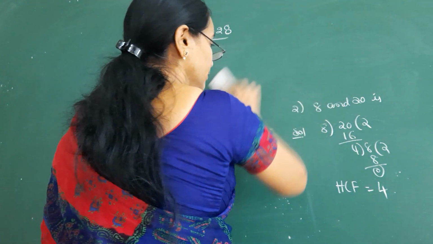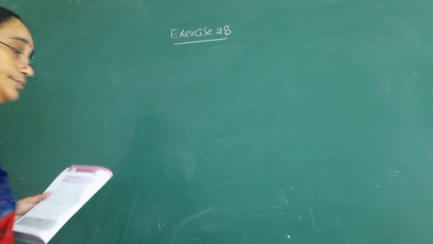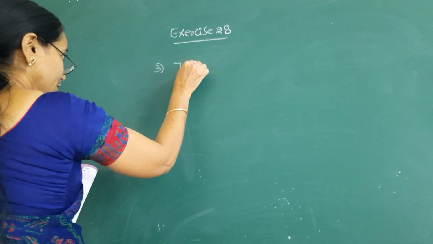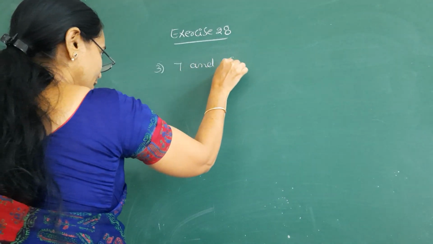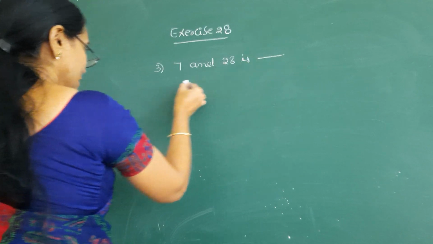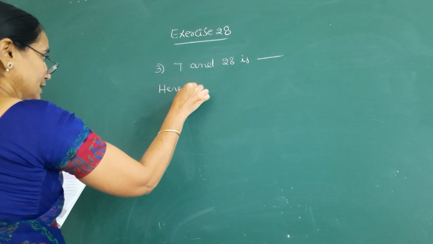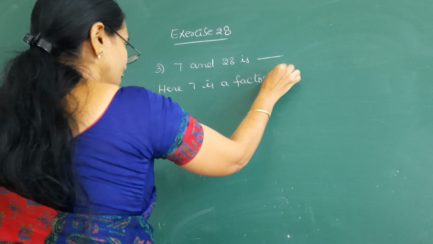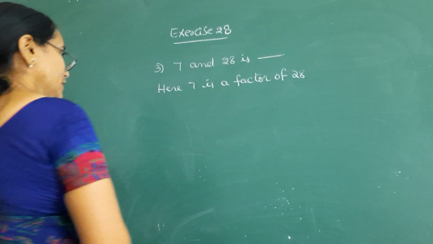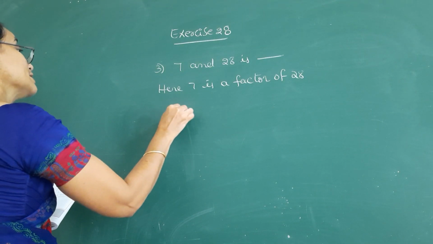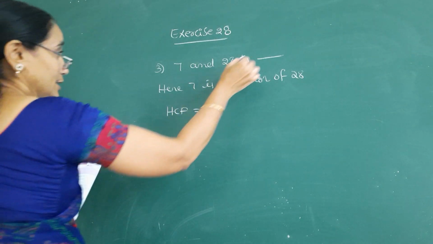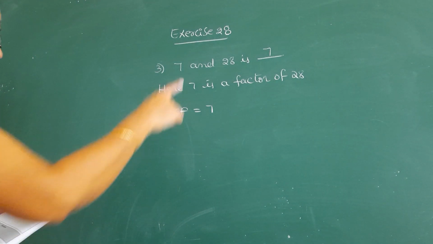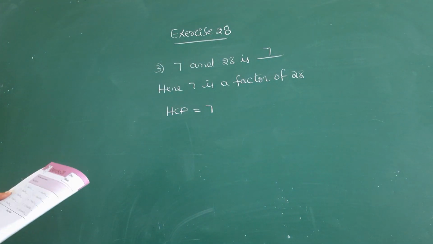See the third problem, 7 and 28. Already you did these models in the 4th class. Here 7 is a factor of 28, so no need to do that process. Easily you can write the HCF. If it is a factor of the other number, then the least number is the HCF and the highest number is the LCM. So here the HCF of 7 and 28 is 7 and the LCM is 28.